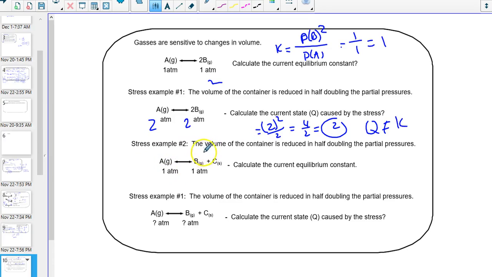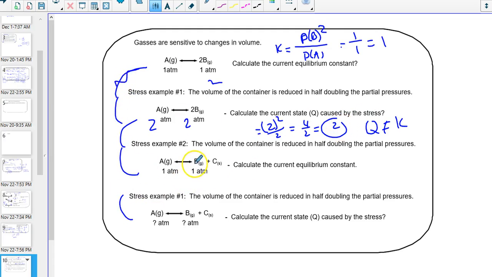Okay, the volume of the container is reduced in half, doubling the partial pressures. Okay, it's stress number 2. Next one, the stress example number 1. The volume of the container is reduced in half, doubling the pressure. Okay, so different reaction. I'm assuming this one goes to this one. Alright, guess we'll do that. I got that one done anyways.